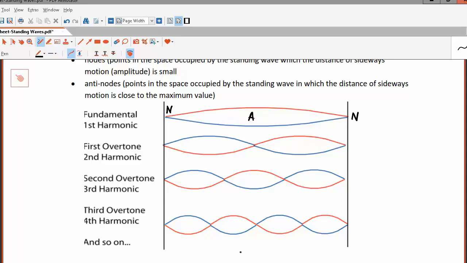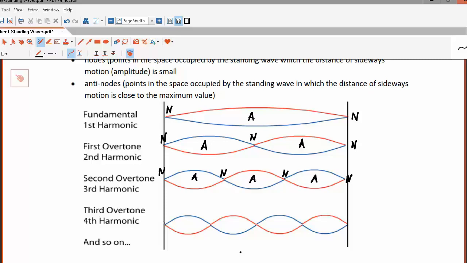With the fundamental, we have nodes at each end with an antinode in the middle. With the second harmonic, we have a node at the beginning, a node in the middle, and a node at the end, and we have two antinodes at those locations. With the third harmonic, we have two nodes at the ends and two nodes in the middle, and three antinodes.